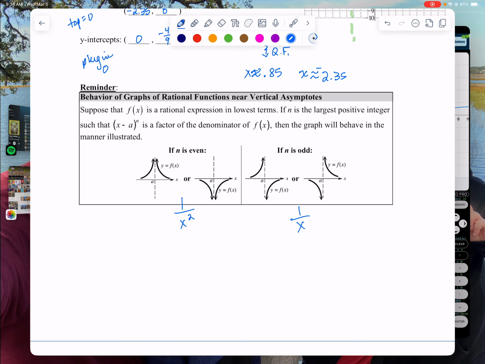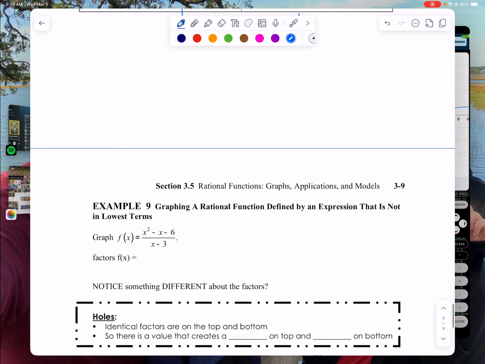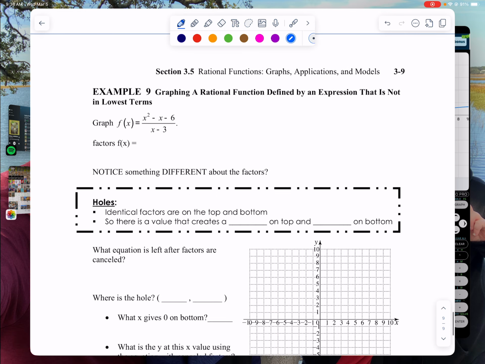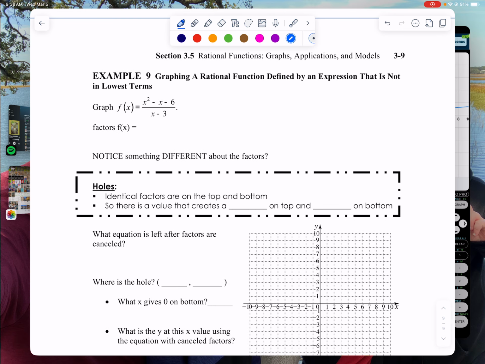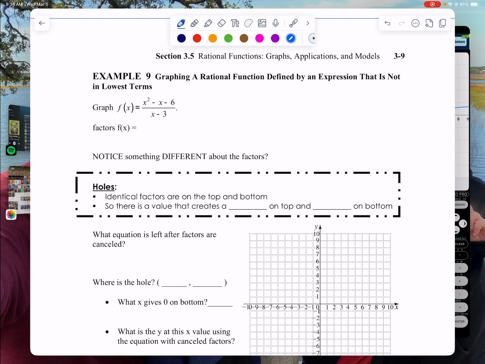All right. So this one, example number 9, and this is the last one in this section. Once again, we're going to factor the top and the bottom. So when I factor, I'm going to get my x and my 2 and my 3, and this one's negative, this one's positive. One thing I want you to notice that's different than all the other times we factored: these guys will cancel each other out. Do you see that they cancel?